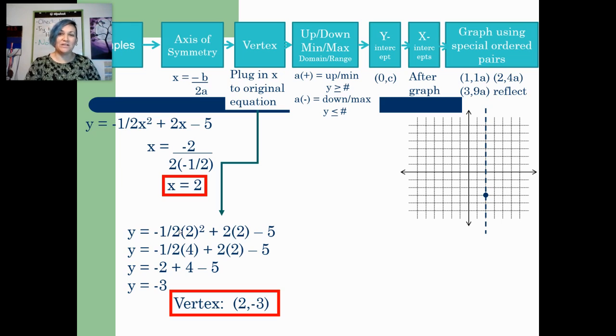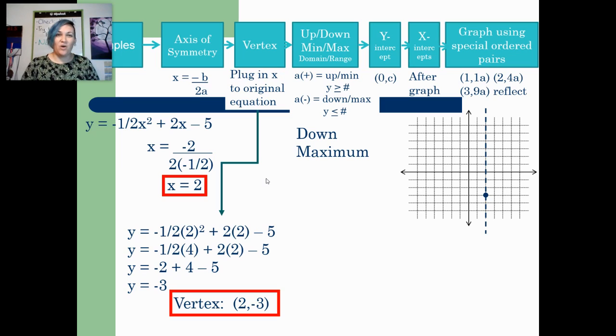Next, I have 4 answers that go very quickly, no work required. In fact, the only work we really have to do on these problems is calculating the axis of symmetry and calculating the vertex. So first I need to identify if A is positive or negative, and in this problem A is negative, this negative 1/2. So that means my parabola will be opening down. When my parabola opens down, it has a maximum or a highest point.